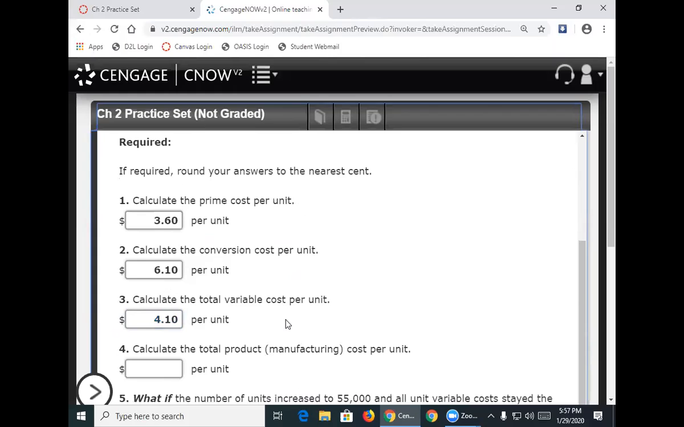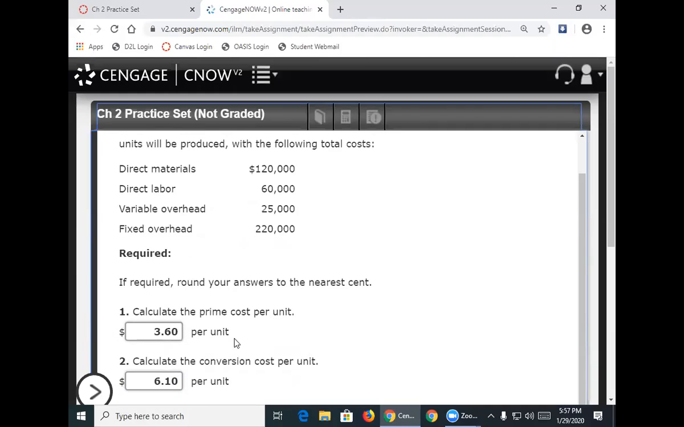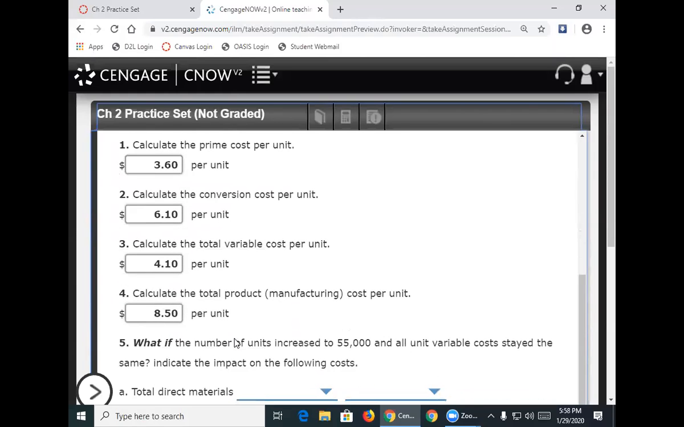And then number 4 just asks for the total product cost per unit. So what's my total product cost per unit? $8.50. Very good, $8.50. So in that case, it's all 4 costs, the total product costs. Those are all product costs, okay? So that's really just kind of getting us into the flow of recognizing those costs and being able to do unit costs. Number 5 gets into some what ifs, though.